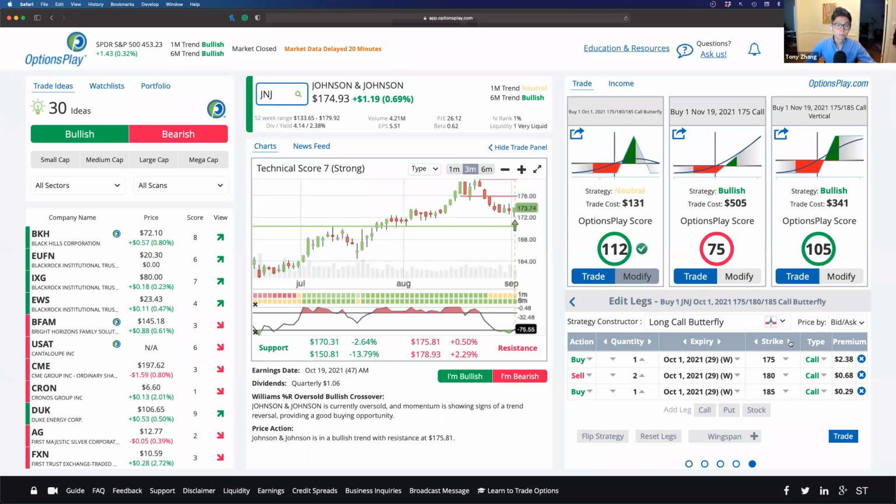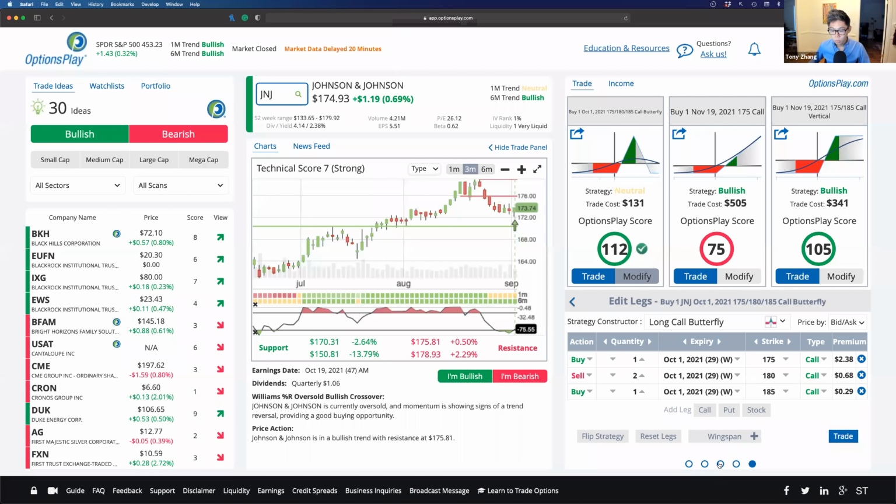If you're trading a bearish trade, you want to use a put butterfly. Generally, you don't want to use iron butterflies for a directional view because you have a higher assignment risk, right? So if you're bullish, call butterflies. If you're bearish, put butterflies.